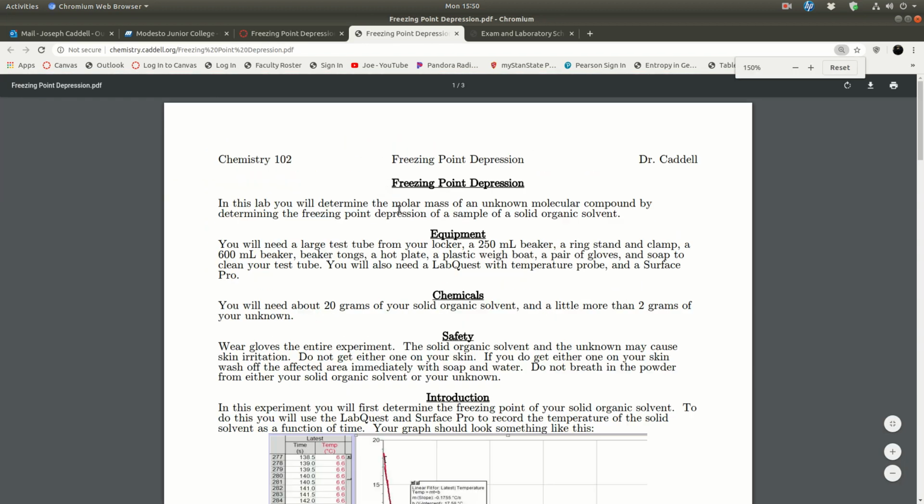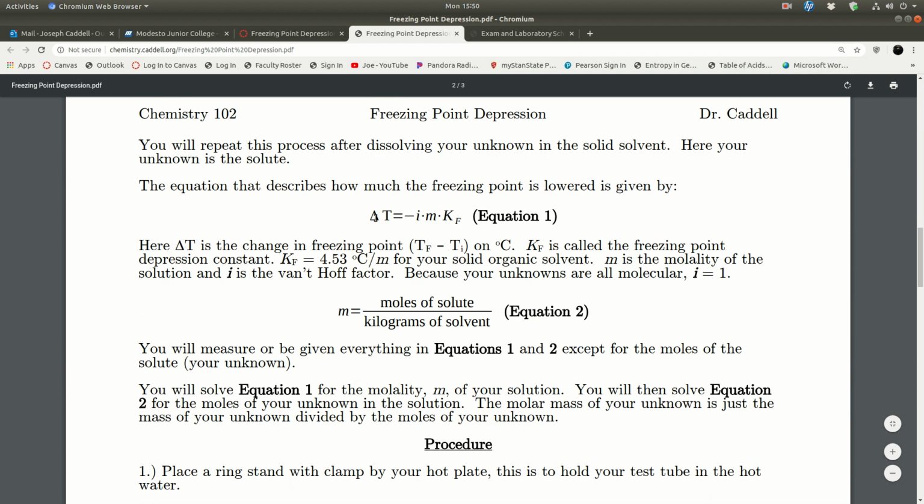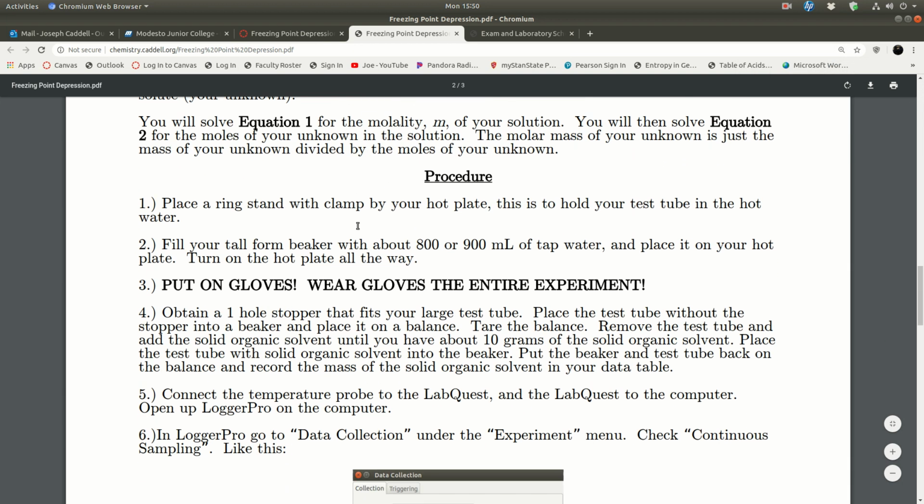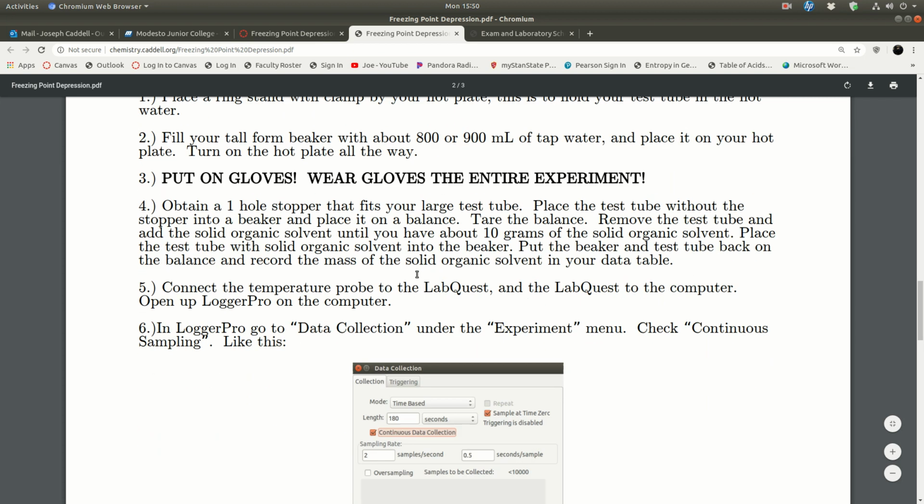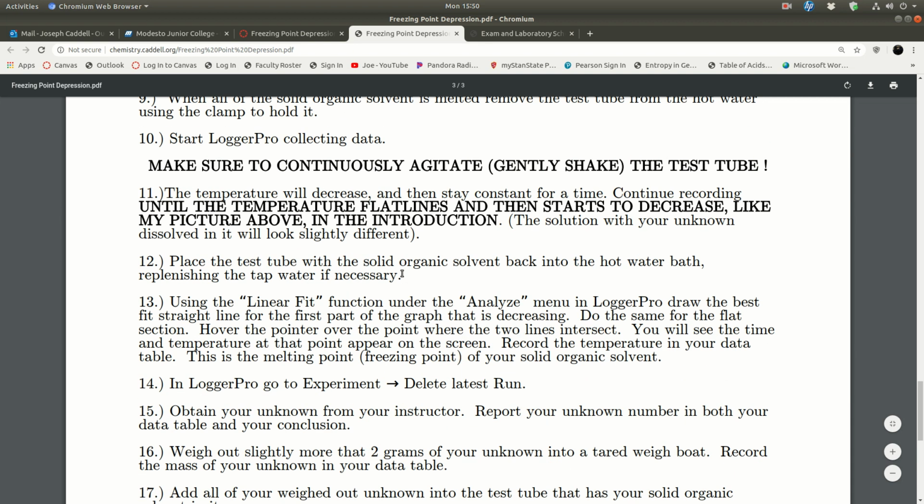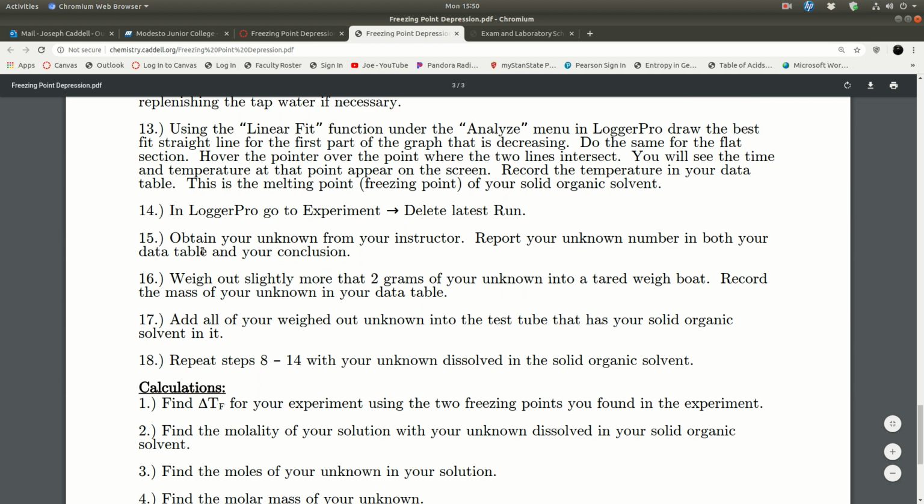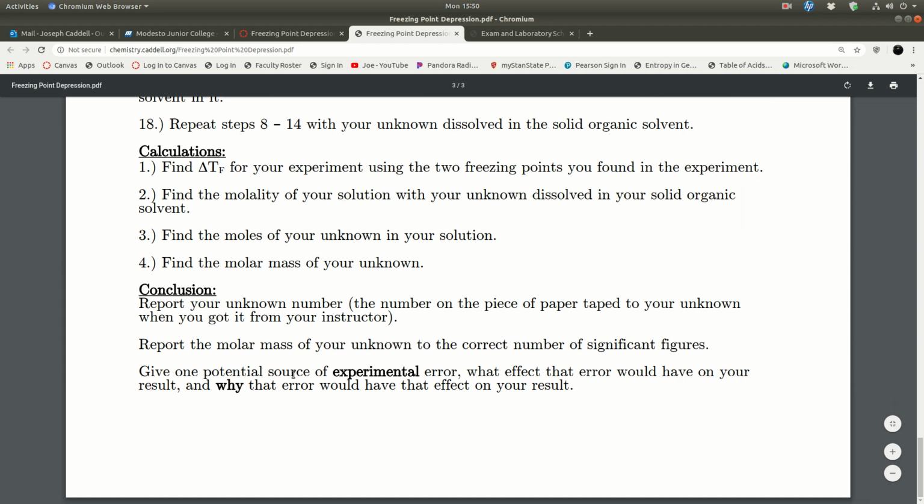But if you click on this link right here, this is my write-up. I wrote all these labs. I made this one a numbered list. Sometimes I do paragraph format. You're going to take this information under my procedure and put it in your own words in an outline or flowchart format only. This is not an outline. This is a numbered list. That's different. I also tell you exactly what calculations to do and what to put in your conclusion.